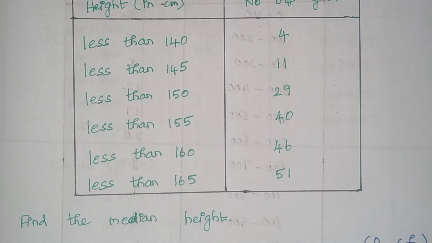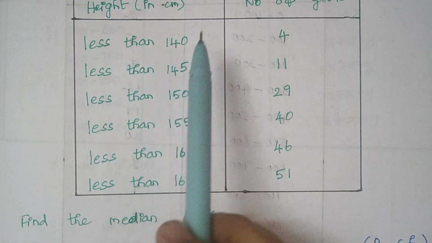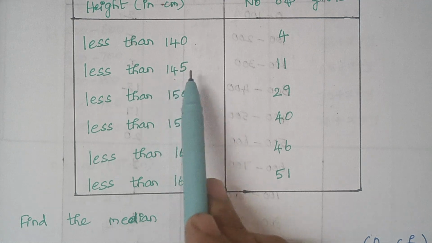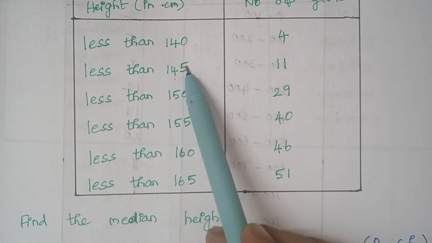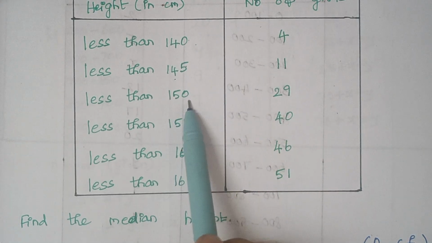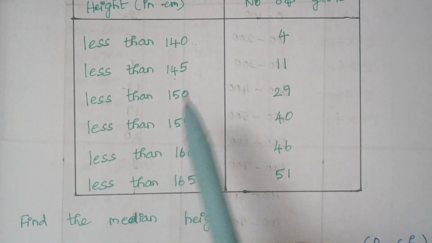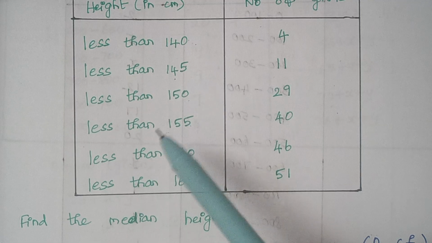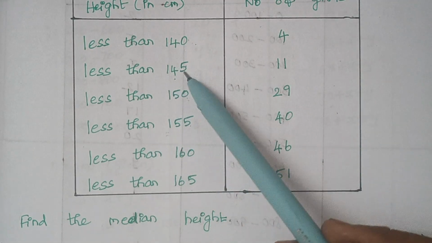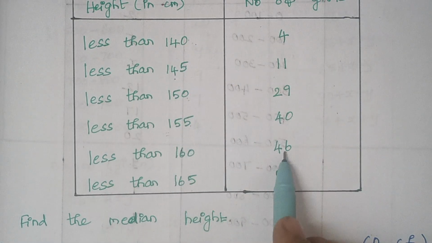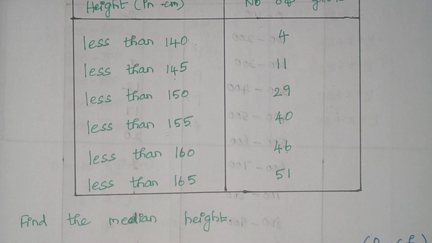One more thing I would like to convey: less than 140 is okay. But what does less than 145 mean? It includes 140, which is less than 145. And less than 150 includes both 145 as well as 140. Similarly, less than 155 includes less than 150, 145 and again 140. This is another trick to check whether the given frequencies are normal frequencies or cumulative frequencies. Am I making it clear?